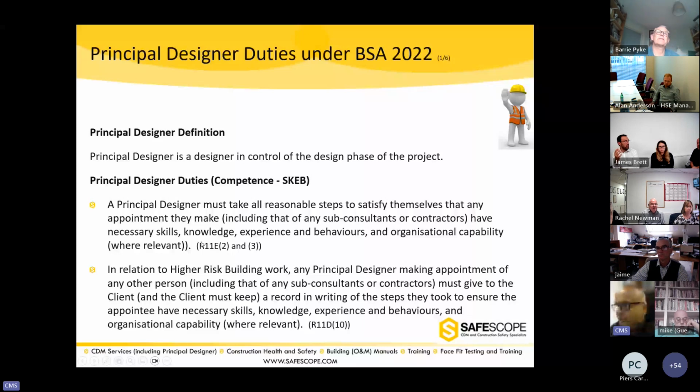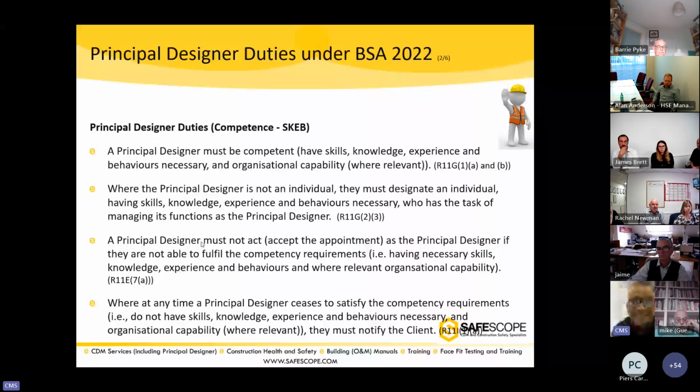The principal designer must be competent themselves, which goes without saying. If they are not an individual, they must designate a person, an individual in their organization with the right skills, knowledge, experience, and behaviors, who has the task of managing their function as principal designer. And a principal designer must not accept the appointment if they are not able to fulfill the competency requirements. It goes without saying almost. Where at any time a principal designer ceases to be competent, they must let the client know. Now, what are the additional duties? And that's where the main duties come in.